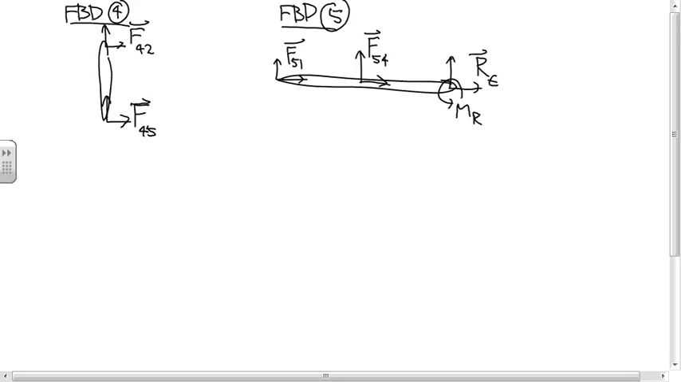And then two force body also means that there's no couples. So it has to be two forces and nothing else. So even if this F54 wasn't there, this one wouldn't be a two force body because this couple would put it in something other than just pure tension and pure compression.